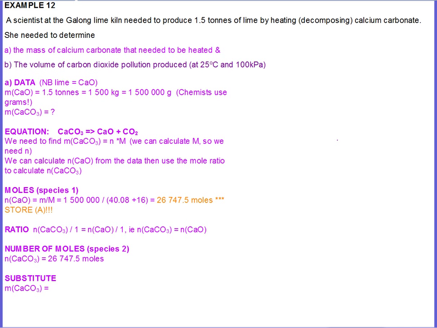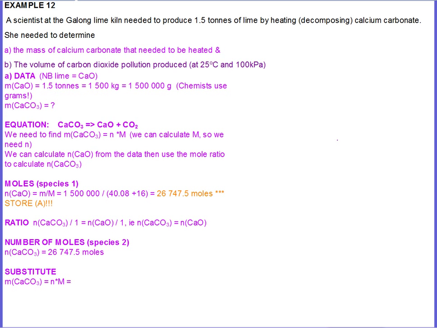Now we can do our substitution step. We want to find the mass of calcium carbonate. Mass is number of moles times molar mass. If you want to pause it here and have a go at figuring that out, you're more than welcome. So we put this in here. We put in our moles of calcium carbonate, 26,747.5, but I'll put that in orange because you want to use that number that's stored in your calculator. You want to times that by the molar mass of calcium carbonate, which is this here.